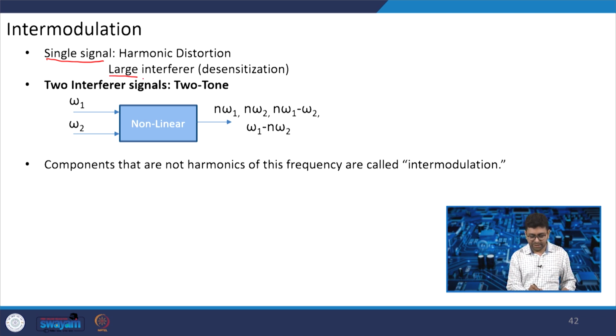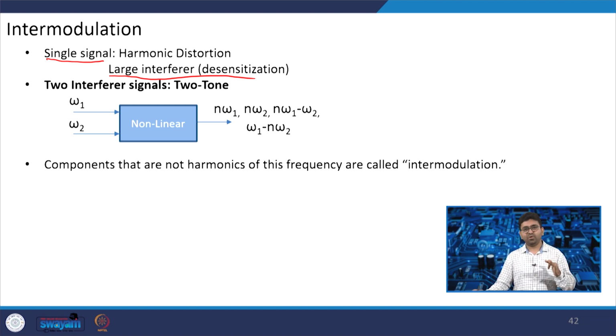That large interferer is also mentioned in some places or books as a blocker. One more term that can be added is a jammer, if it is jamming your current receiver. That is also a terminology used in many RF systems. The ultimate aim of all these blockers is to desensitize your current receiver. This comes under harmonic distortion because there is only a single signal.